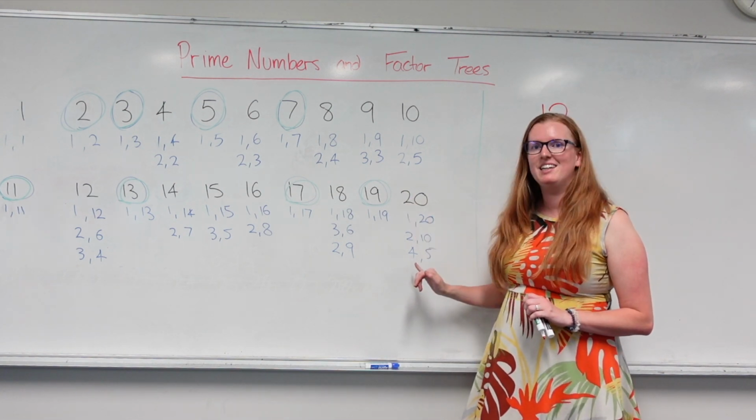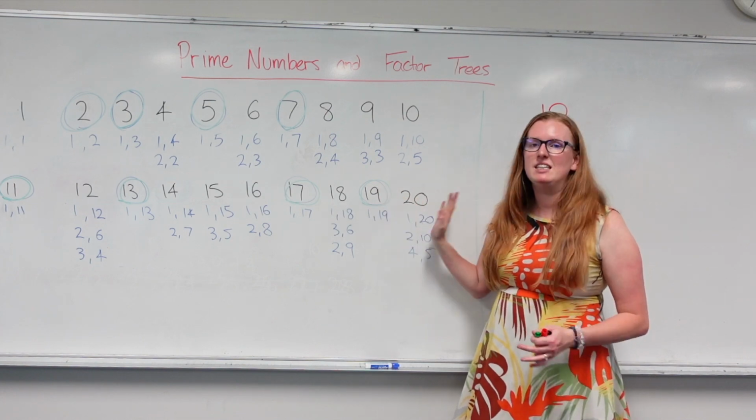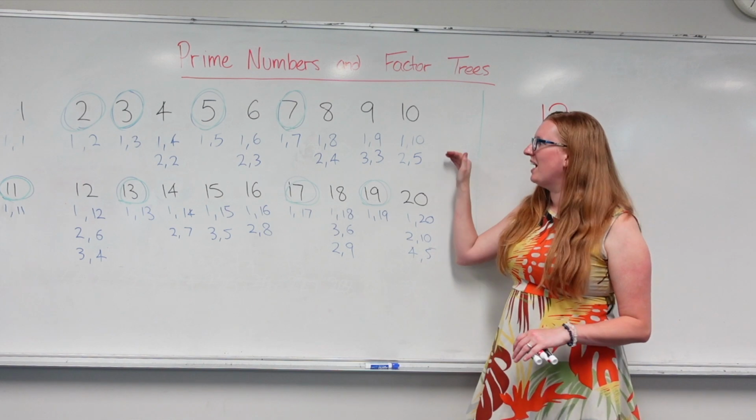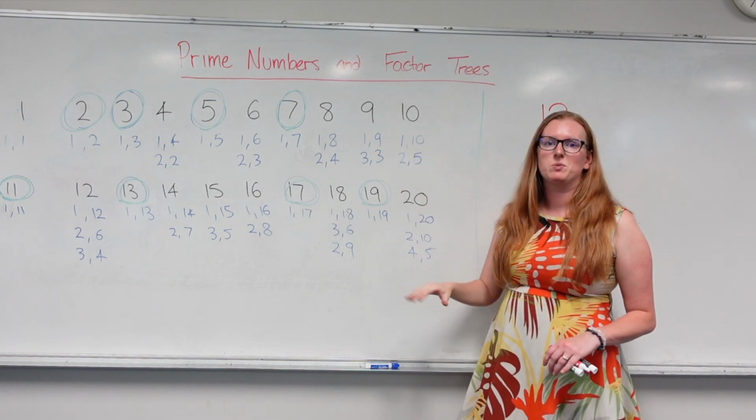All right, so what we've just done is we have just identified all of the prime numbers between 1 and 20, and they're circled here in blue and green to try and make them look lovely. And then we've also listed all of the different factors for each of the numbers between 1 and 20.